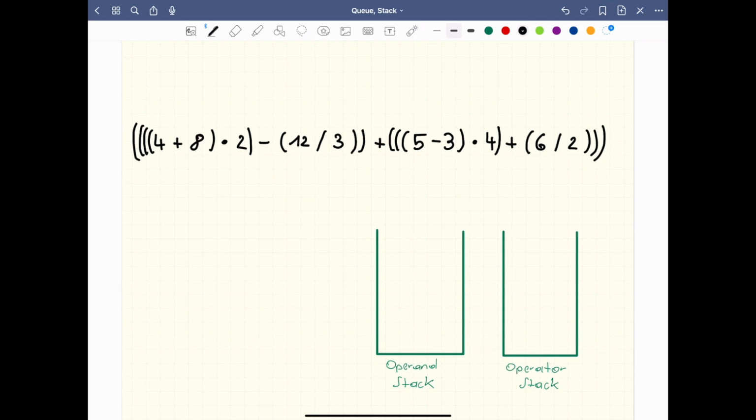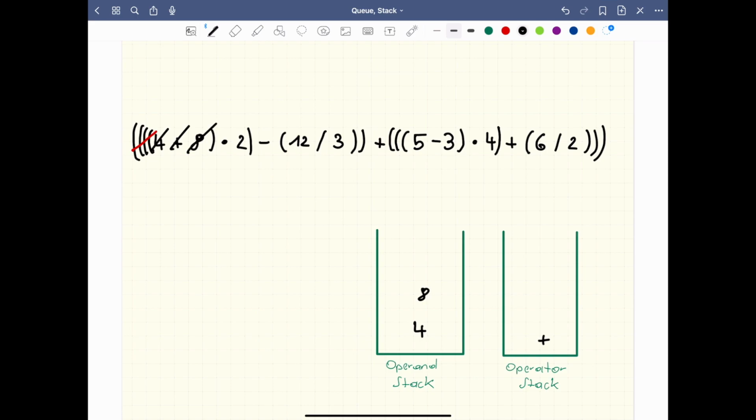So first of all, we have a bunch of opening brackets here. So we just get rid of all of them here. We don't need them. And now let's start from the left. We have 4. 4 is a number. Let's put it to the stack. We have the plus, an operator, to the operator stack. We have the 8. The 8 goes to the operand stack.